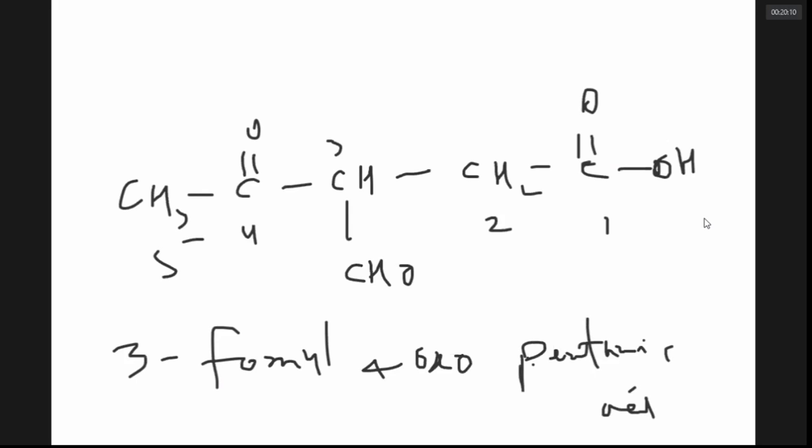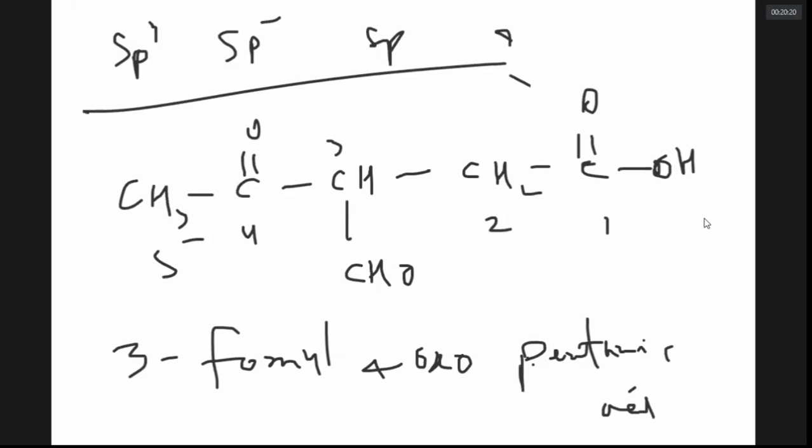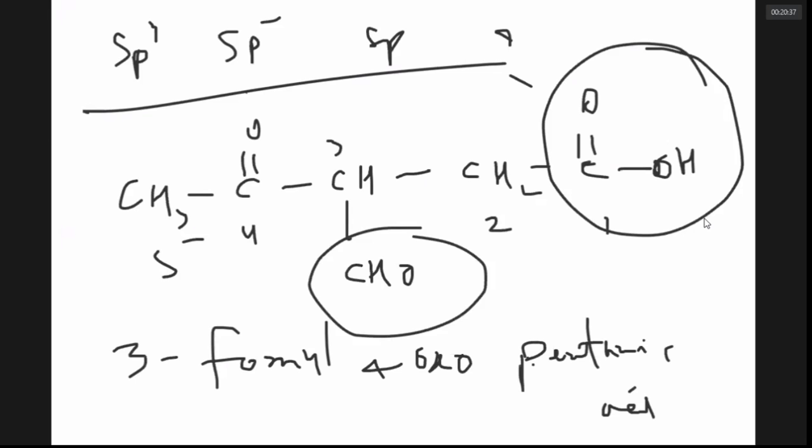Now the question is, how many sp3, sp2, sp carbons does it have? We can see this carbon is sp2, this is sp2, this is sp2. So out of 6, 3 are sp2, remaining 3 are only sp3. There is no sp carbon in this. You will know the nature of carbons only when you write this structure. You have to write this structure for 2 reasons.